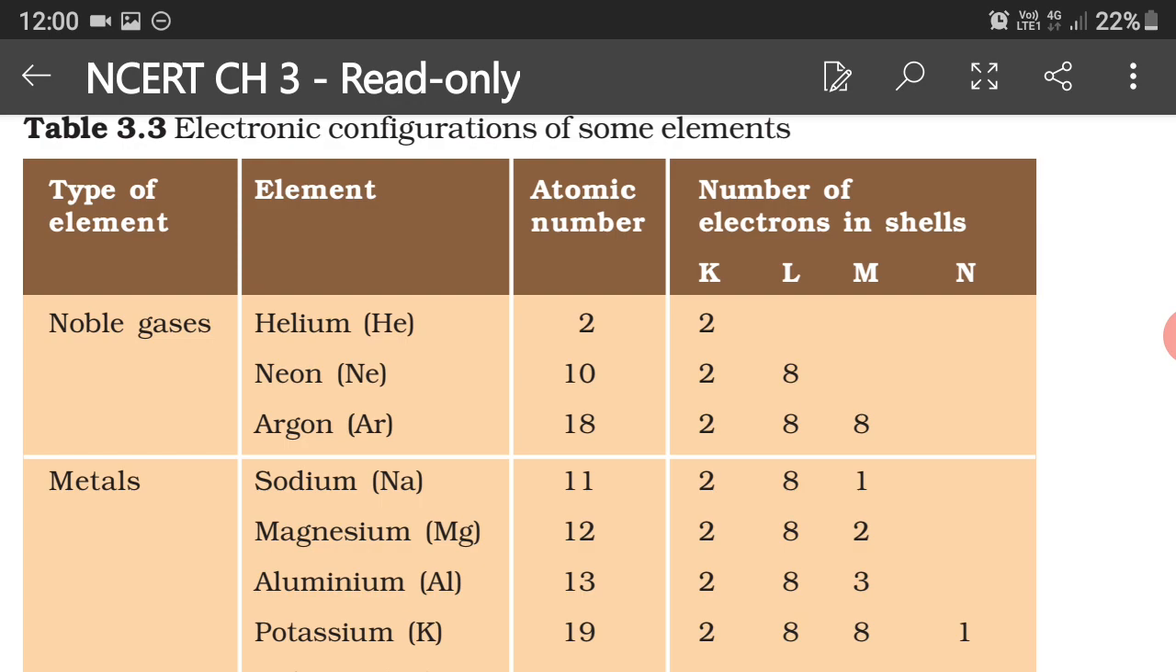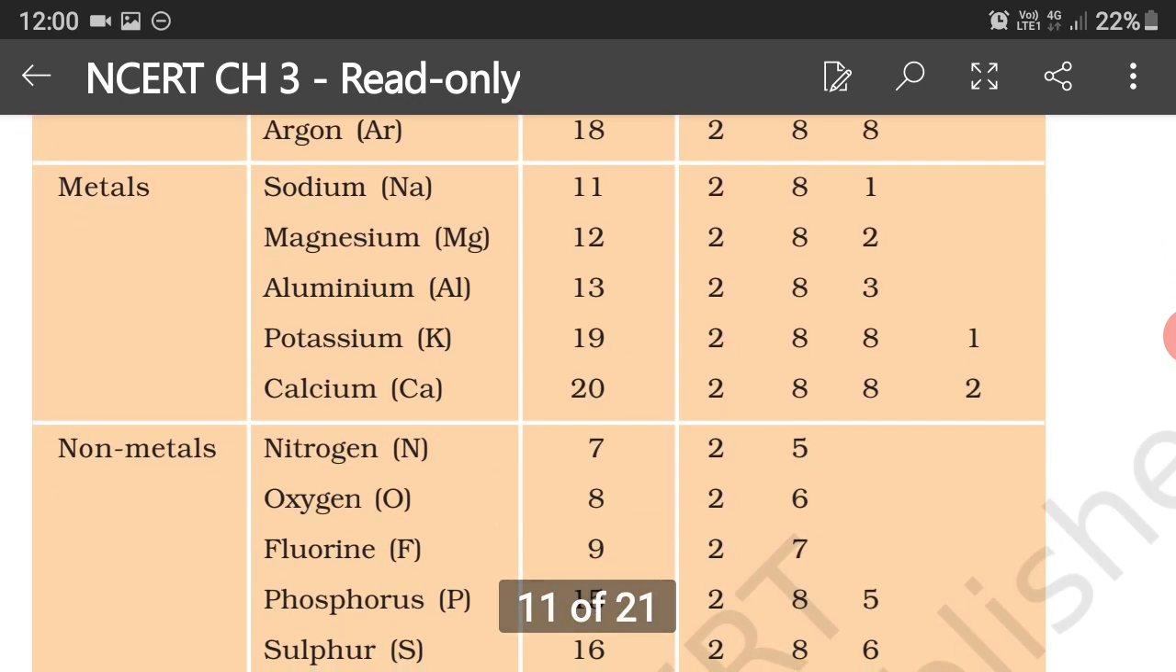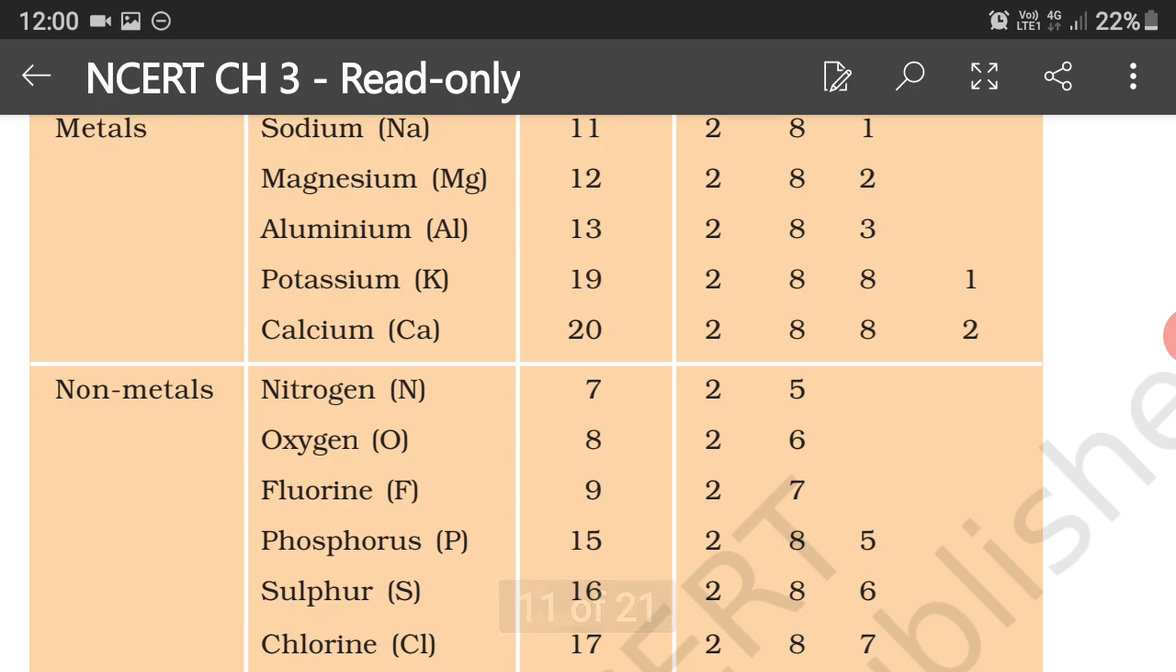But if it loses one electron, suppose it gives one electron to a chlorine atom or fluorine atom, what happens? It gives one electron, thus the number of electrons reduces to 10, but the number of protons remains 11 only. So the net charge gained by it will be plus 1. Thus sodium is Na+.